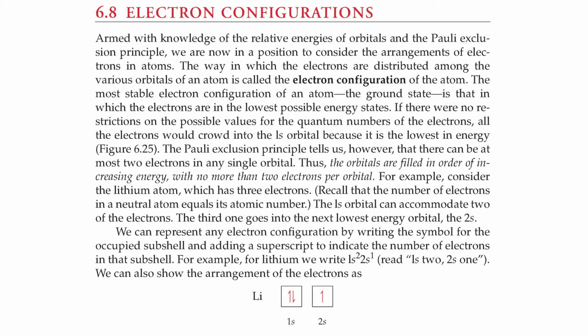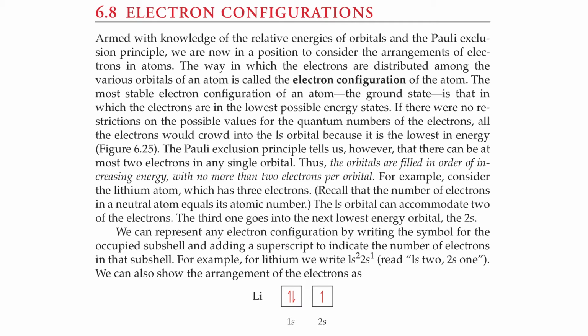If there were no restrictions on the possible values for the quantum numbers of the electrons, all the electrons would crowd into the 1s orbital because it's the lowest in energy. The Pauli exclusion principle tells us, however, that there can be at most 2 electrons in any single orbital. Thus, the orbitals are filled in order of increasing energy, with no more than 2 electrons per orbital.